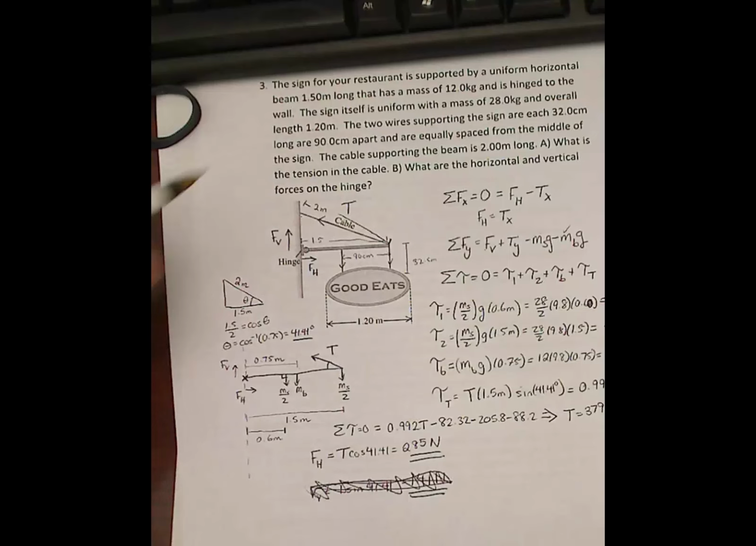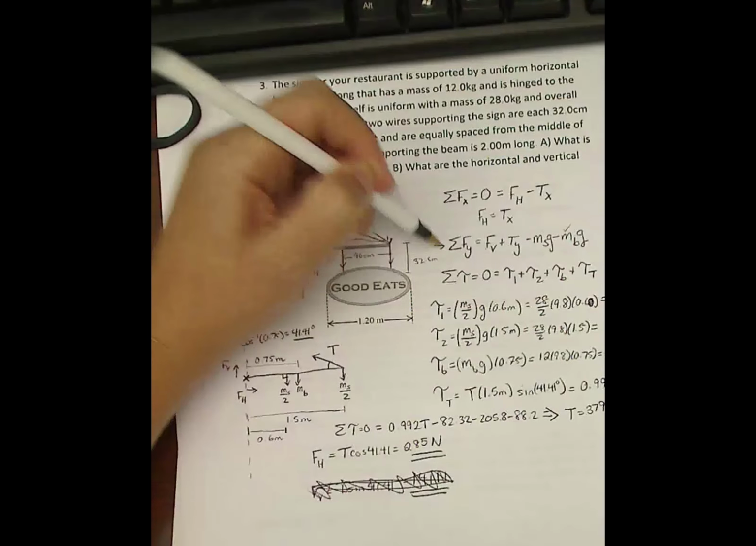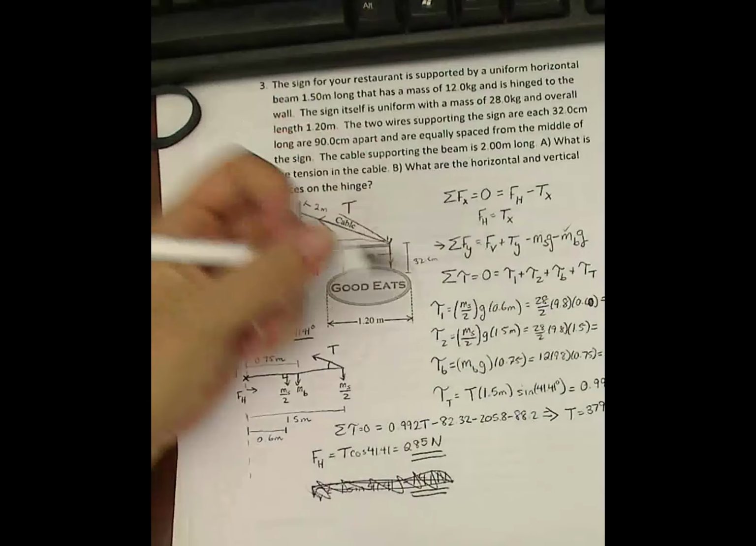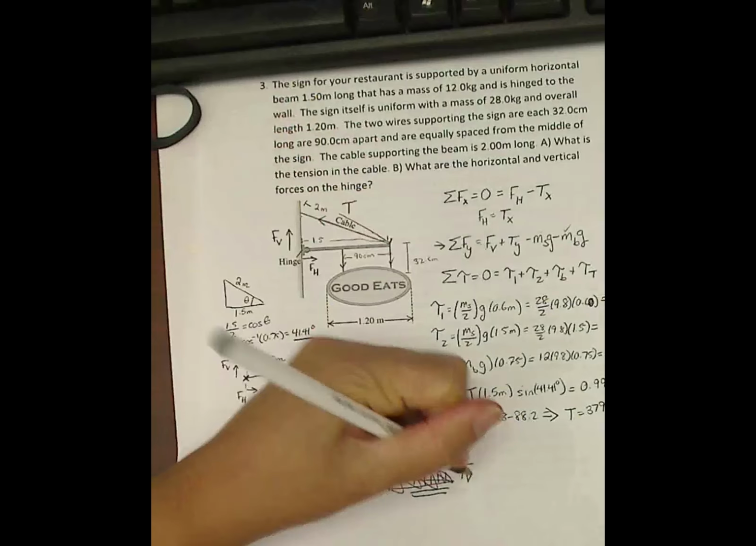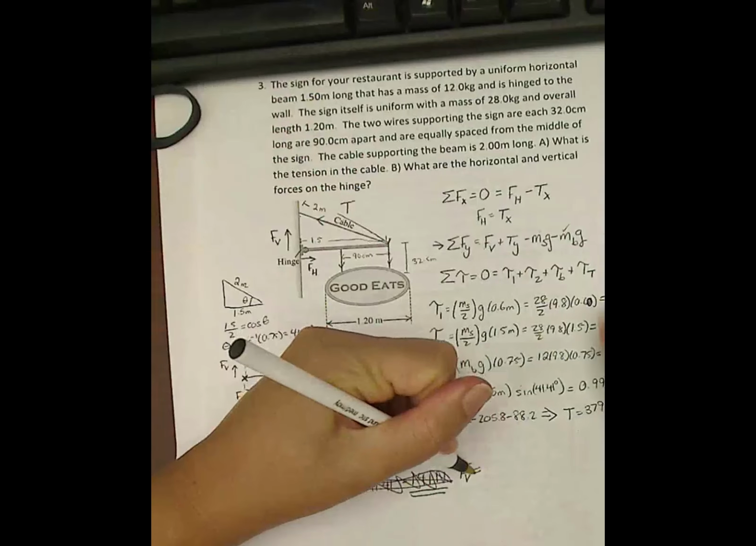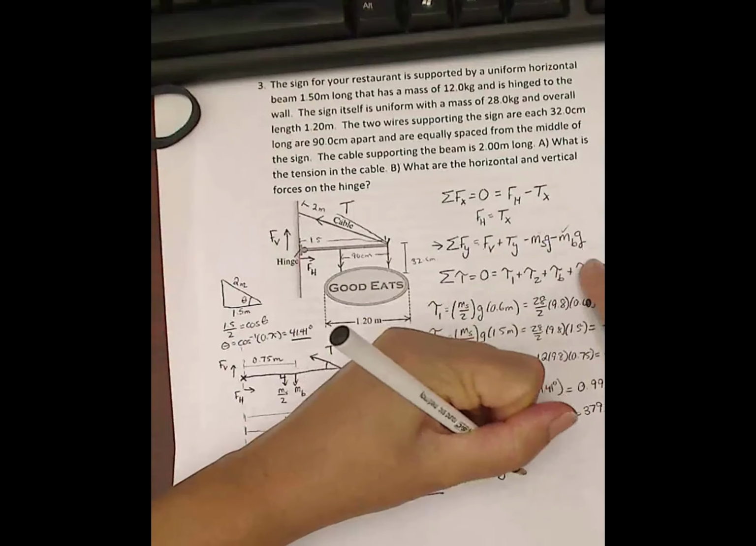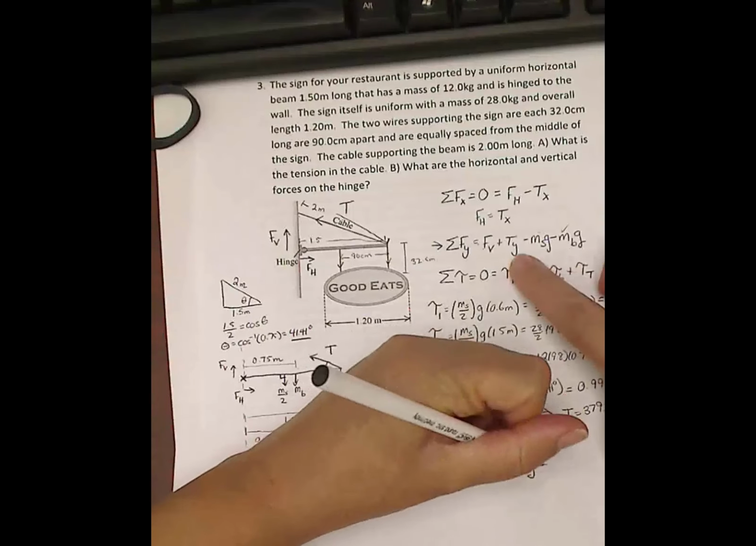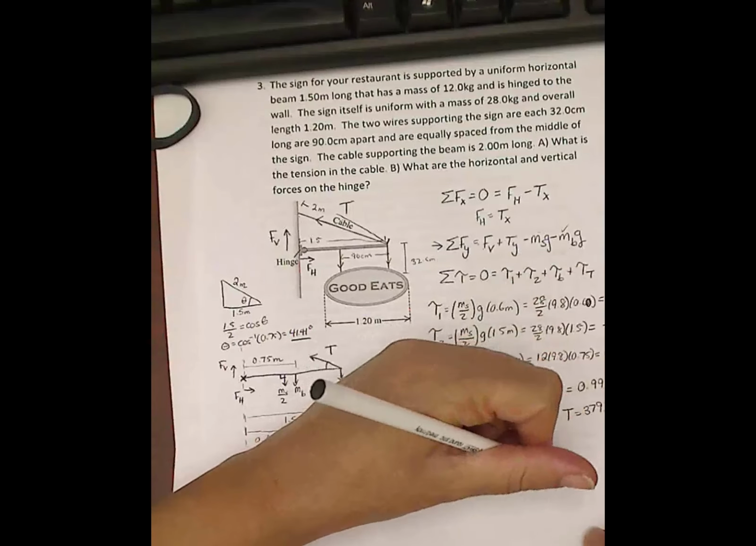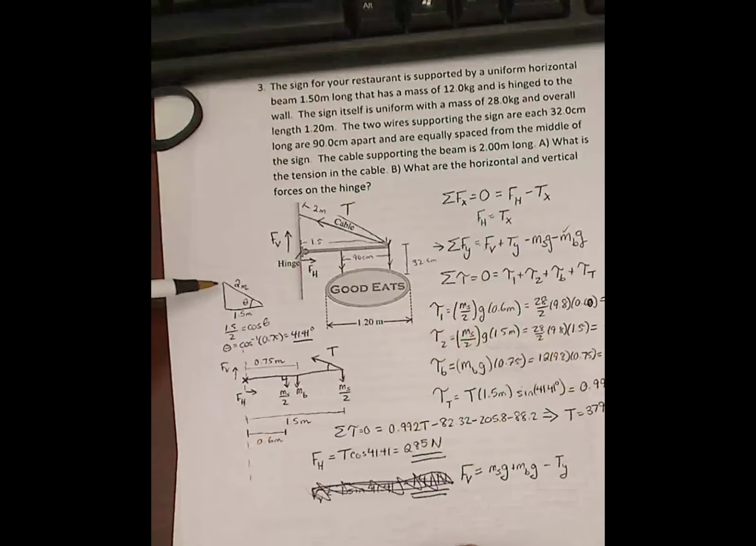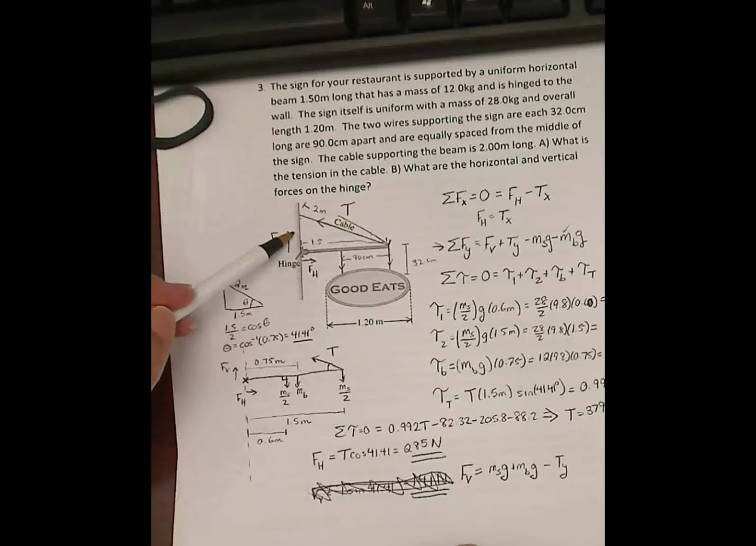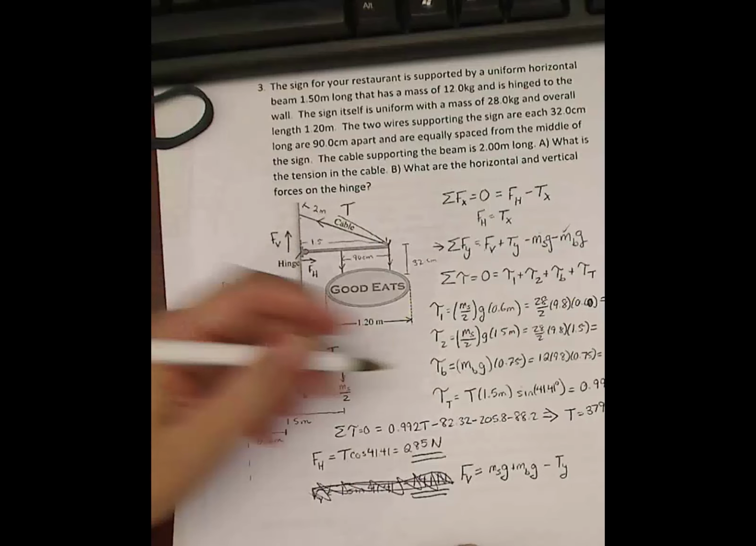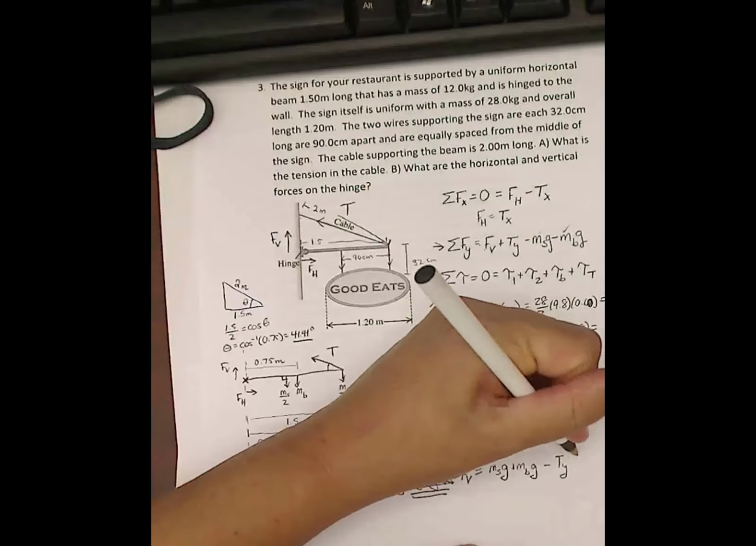Okay, the last thing that we need to do is to find the vertical force. So to find the vertical force, I'm going to use this equation here. So if I look at this equation and rearrange it, I get the vertical force is equal to the mass of the sign times g plus the mass of the beam times g minus the y component of the tension. And if I look at my triangle over here, the y component of the tension is opposite to the angle, so it's going to be the sine. So this is going to be minus T sine theta.